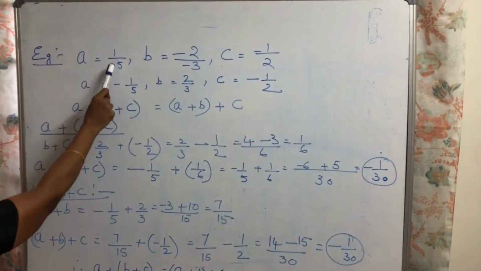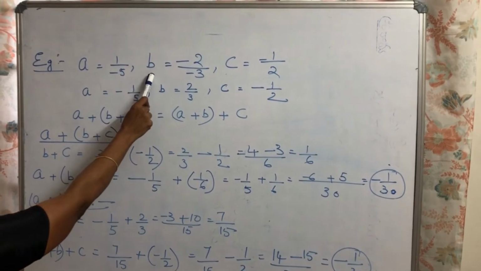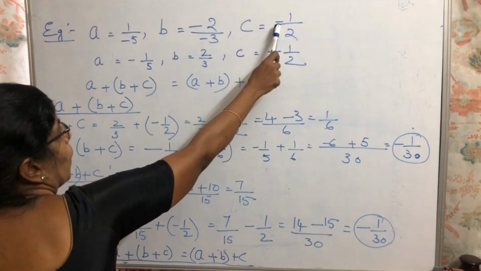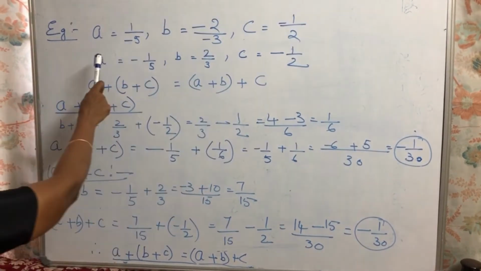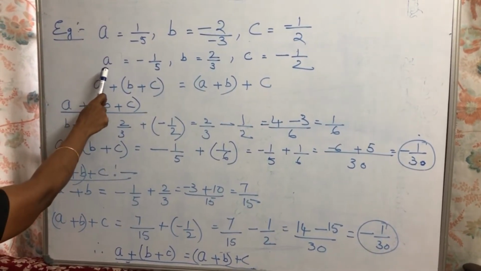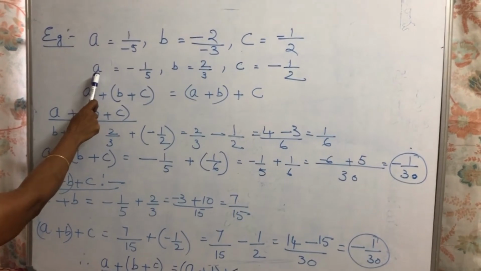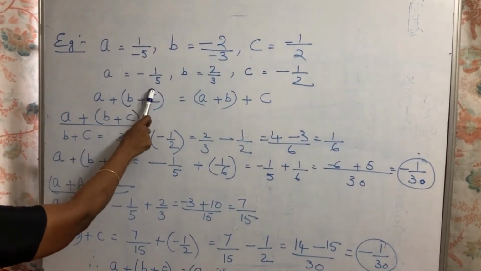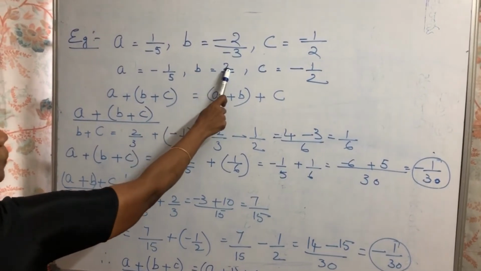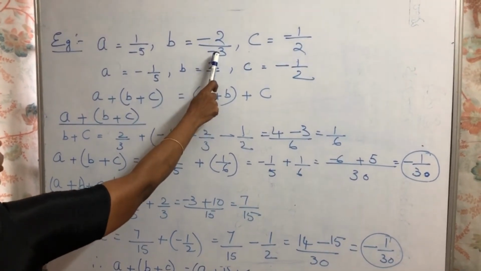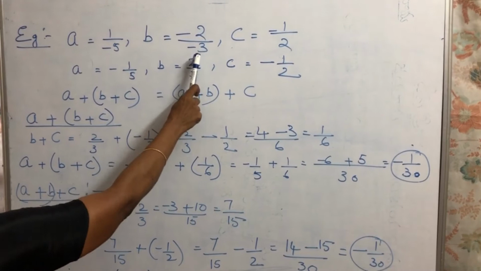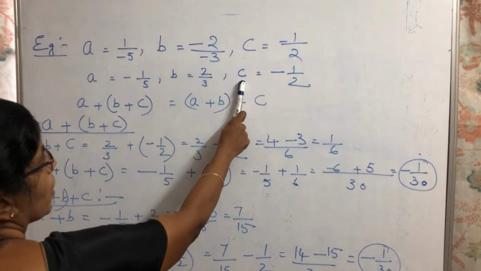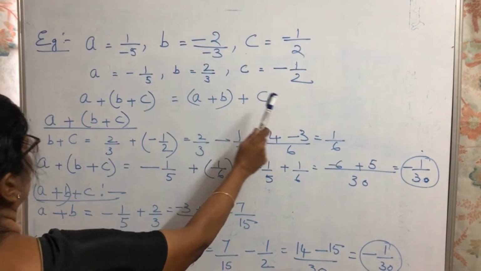A is equal to 1 by minus 5, B is minus 2 by minus 3, C is equal to minus 1 by 2. When you begin to do, children, first change the signs. It will be easy for you to simplify. A is negative, minus 1 by 5. B is 2 by 3, because both are of same sign, the numerator and the denominator of same signs. B is positive and C is negative.